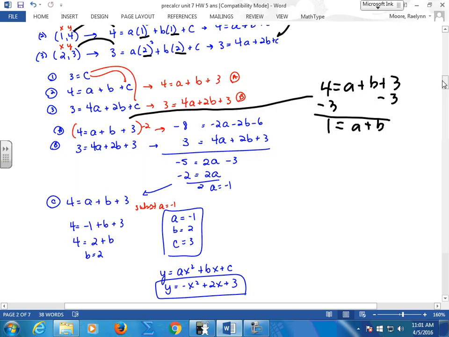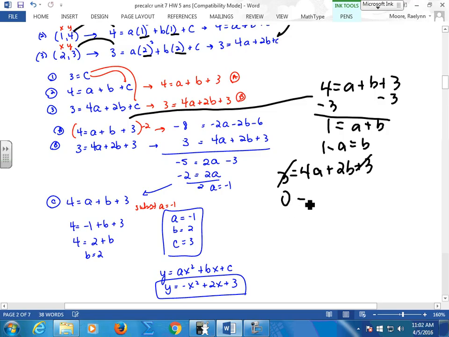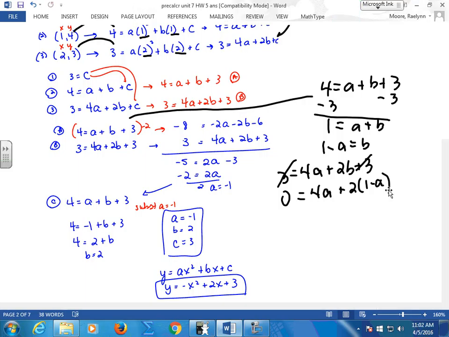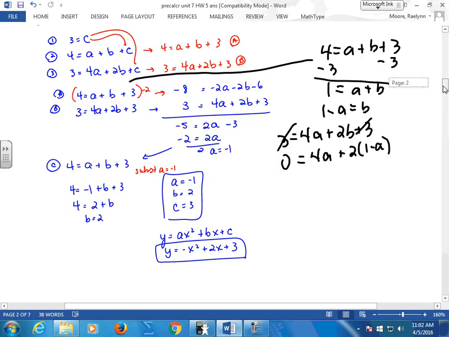And again, if you get this far, this lends itself nicely to 1 minus a equals b. You can always substitute it into the other one. Take away your 3's. Substitute this in, and you can solve for a. There's a number of ways to do these. Whatever you see best. Again, you're going to back substitute, so make sure you back substitute to get your answers.